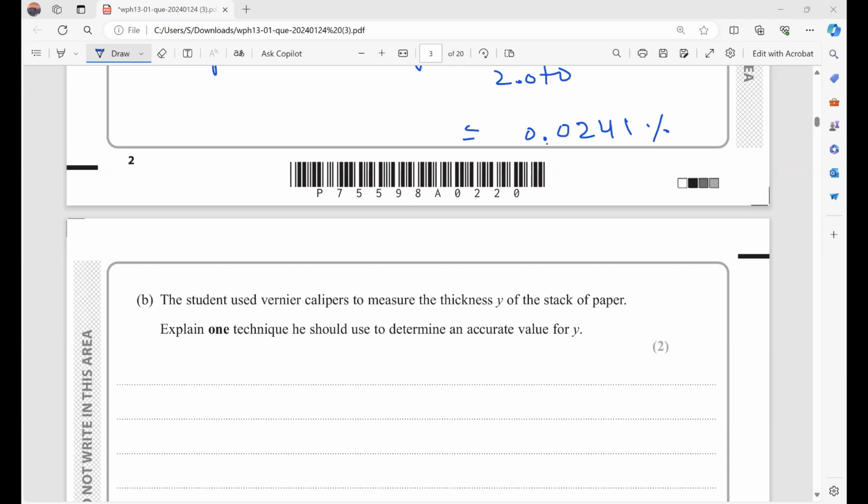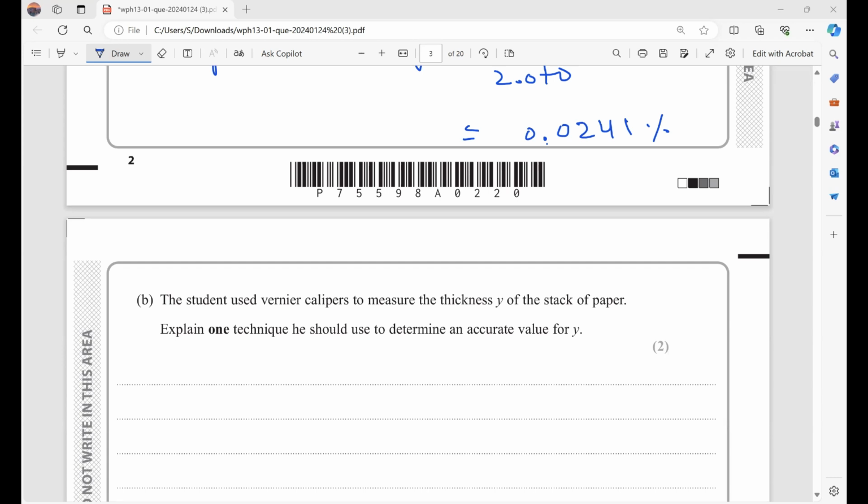You can repeat it 3 times or 5 times. The more you repeat it, the better. And then you can take a mean. What will that do? That will reduce random errors in your system. Because if you're taking it several times, maybe one time by mistake you took a larger reading, maybe another time by mistake you took a smaller reading. So when you repeat it several times and then take a mean, you'll reduce random error. That's one thing that you can say for this answer.